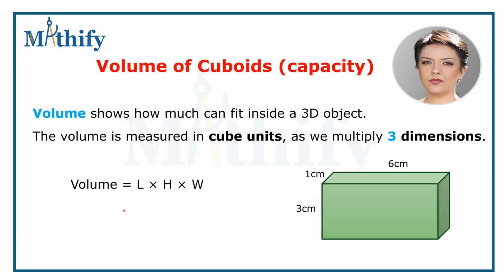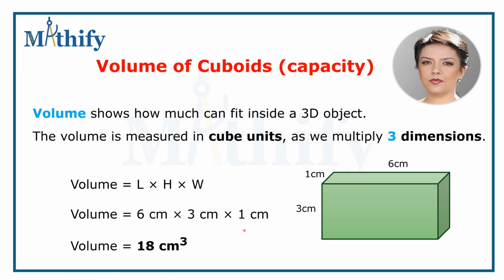So to work out the volume, all we need to do is multiply these 3 numbers together. So volume is equal to 6 multiplied by 3, multiplied by 1. That will give us our final answer of 18 centimeter cube. Please include the correct units in your final answer. If you don't include the correct units in your final answer, you may lose marks. So be aware of that.